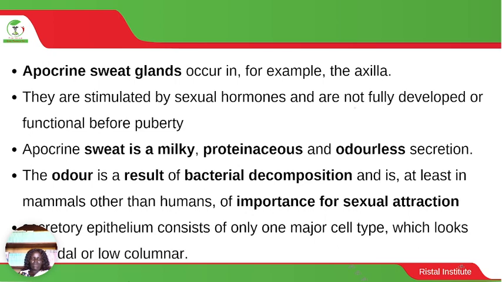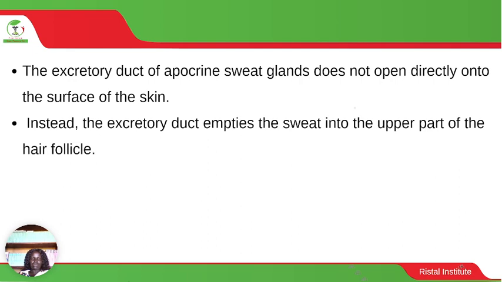Secretory epithelium consists of only one major cell type, which looks cuboidal or low columnar. The excretory duct of apocrine sweat glands does not open directly onto the surface of the skin. Instead, the excretory duct empties the sweat into the upper part of the hair follicle.